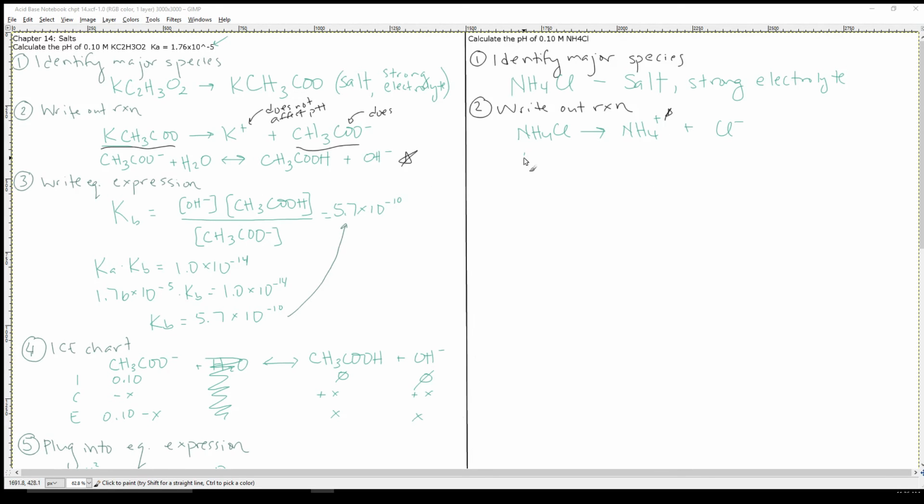So we'll take ammonium. It is going to be weak, so use that double-sided arrow, and it's going to drop a hydrogen and form ammonia. And that's just something that we know ammonium does. Okay, cool. So now we need to write out the equilibrium expression.